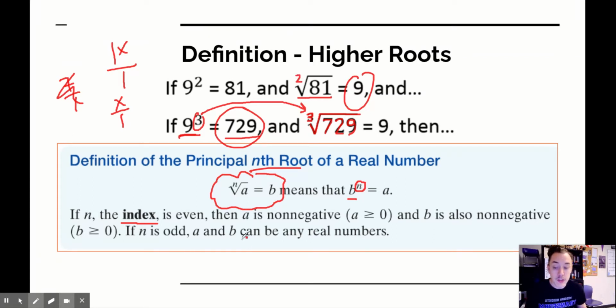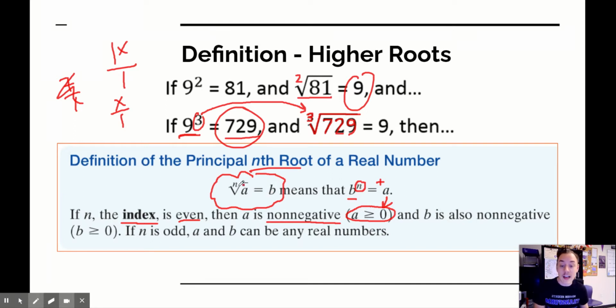All right. So if the index is even, this is important, then a is going to be non-negative. Okay, it has to be greater than or equal to 0. So if I have a square root, a fourth root, a sixth root, an eighth root, that means the number that I get out will always be positive. Always, okay? Do you get what I'm saying? If your index is even, then you'll always get a positive answer out, which means you can never get a negative answer out.